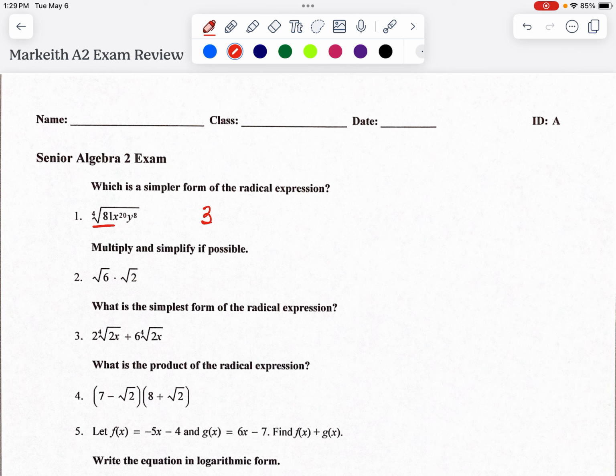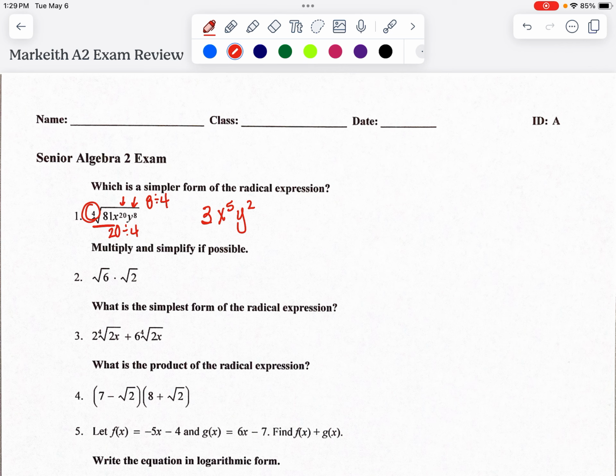And then all you're going to do is take each one of these exponents and divide them by 4. So 20 divided by 4, and then 8 divided by 4. So that's going to be x to the 5th power and y to the 2nd power. So that's just reducing that root.